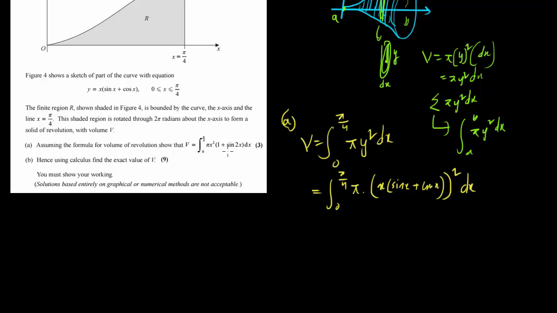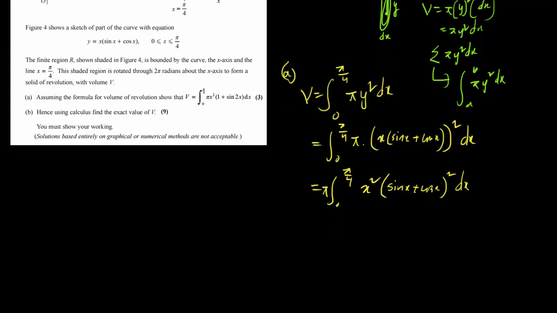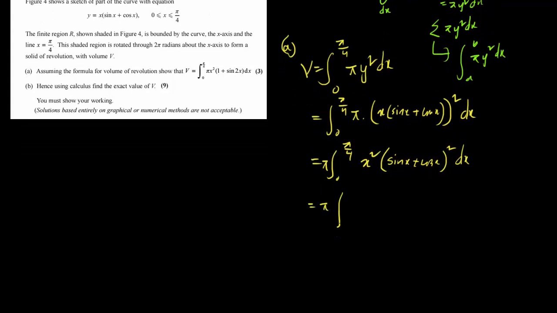Now we have to express it in a certain way. Let me bring the pi outside, so pi times the integral from 0 to pi by 4. If you square it, it is going to be x squared times (sine x plus cos x) whole squared. Now a plus b whole squared is going to be a squared, which is sine squared x, plus 2ab, so 2 sine x cos x, plus b squared, which is cos squared x, dx.